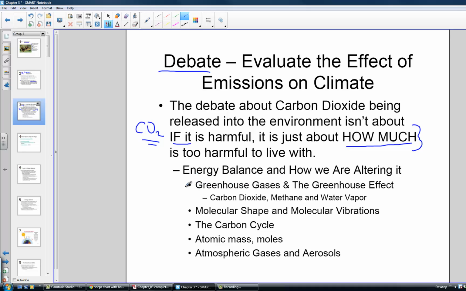We'll begin exploring things like the greenhouse gases and the greenhouse effect. Very specifically, how carbon dioxide, methane, and water vapor all are greenhouse gases. The molecular shape in this chapter will be explored, and in particular, the vibrations in the molecule.